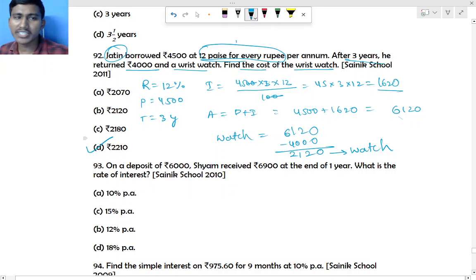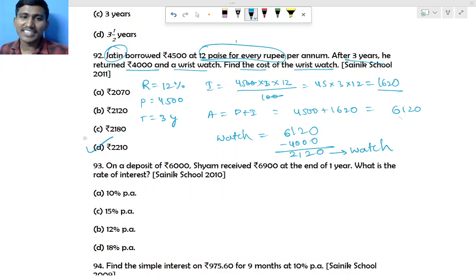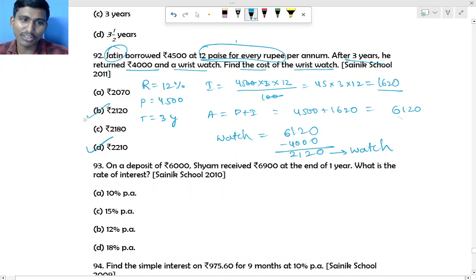Got it? This is how you have to do question 92. Understand? Okay, so practice well for tomorrow's exam. Yes, option B. Here it is option B, not D. Yes, option B, 2,120. Okay, got it? So syllabus, I will send in the group.